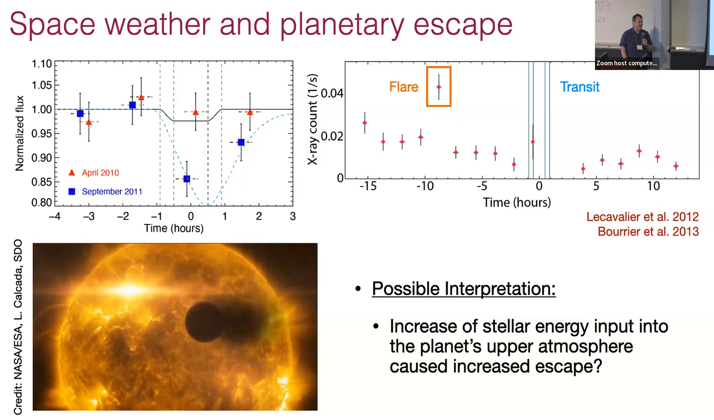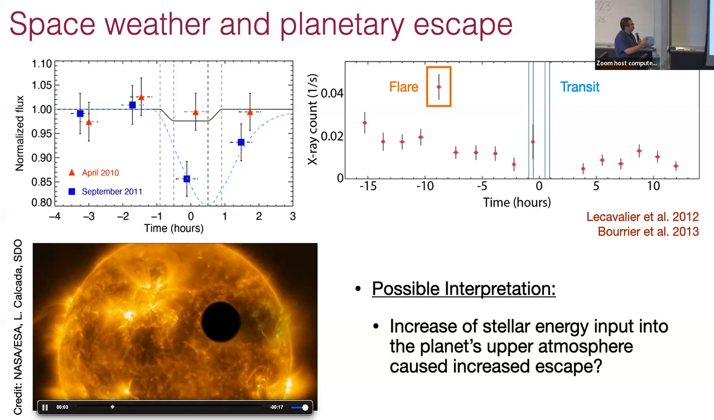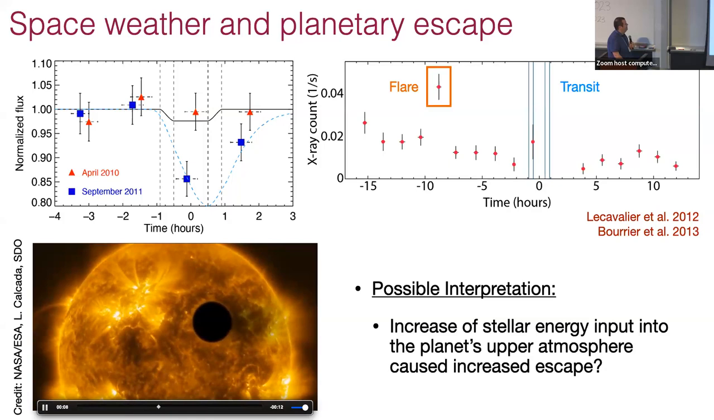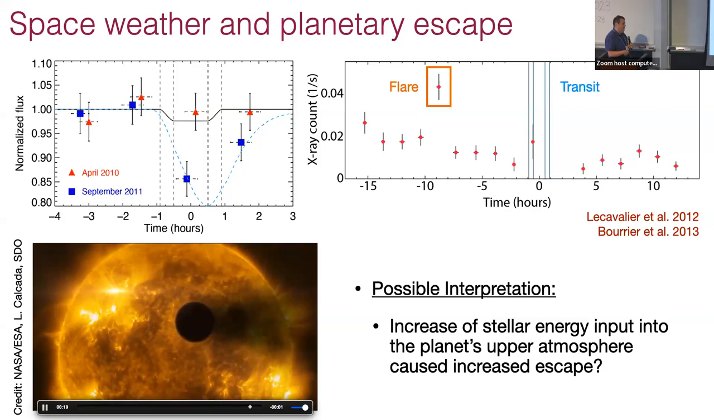You can see this beautiful simulation here down the bottom that increases the planetary flow. And so this allows for this increased planetary escape, which results in this deep transit that they saw on HD189733 in 2011. And so I think the message here is just that stars do influence their planets. And I think we need to be really aware of what's going on with the star when we're taking observations of planetary transits.